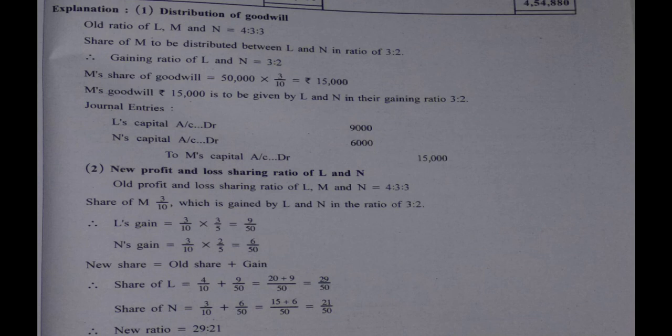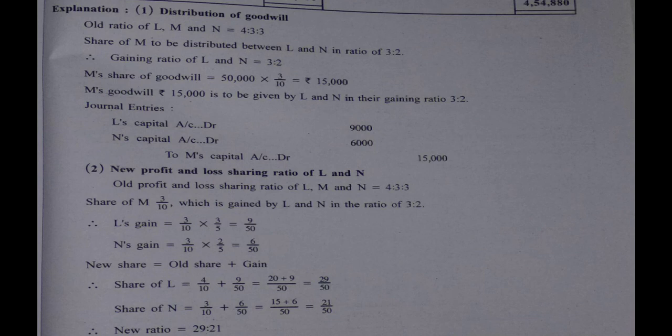Now 3/10 is to be given to L and N in the ratio of 3:2, which is given on your screen. L's gain, always remember gaining ratio and gain, there is a difference. We are finding out the gain of partners. So 3/10 into 3/5, how? 3/10 is the share of M, and out of 3/10, 3/5 is to be given to L. I mean 3/5 of 3/10 is to be given to L, which is 9/50. Same for N. 2/5 of 3/10 is to be given to N, which is 6/50.